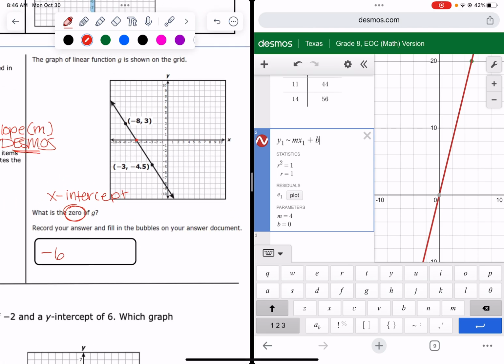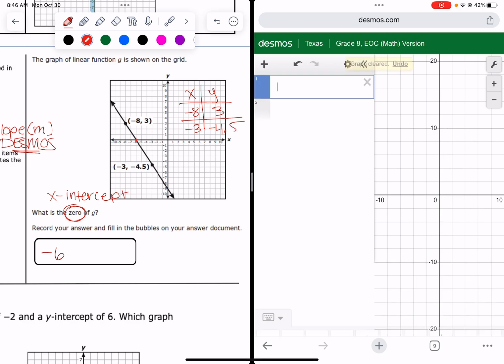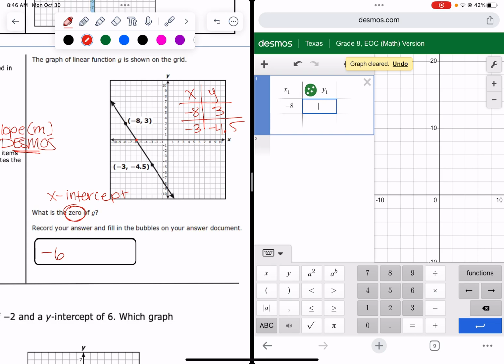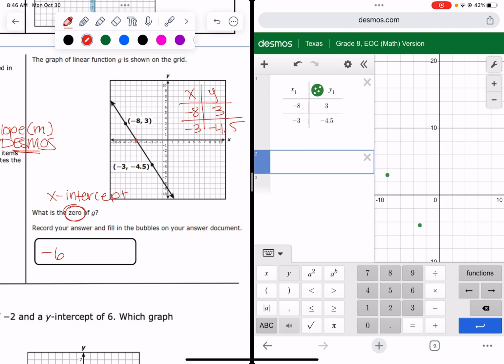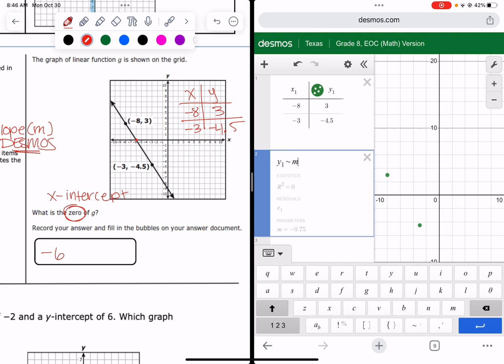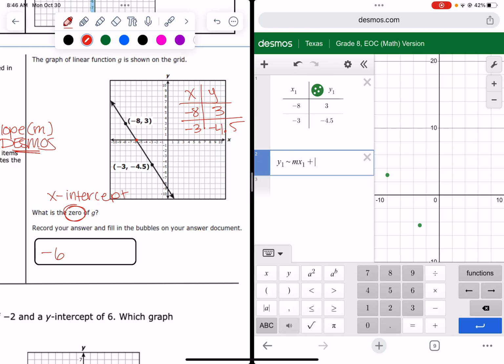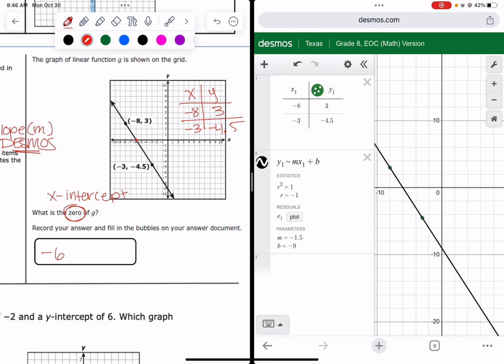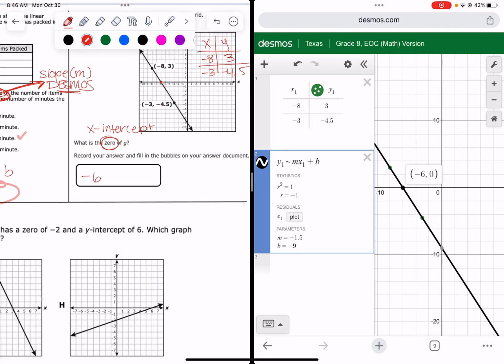If you didn't know how to do that and didn't know how to look, you could always make a table with your points, -8, 3, -3, -4.5, and you could do this in Desmos. So table, we put the numbers, -8, 3, -3, -4.5, then you have the y1 squiggly line mx1 plus b, and you have to look at the x-axis, the one that goes left and right, so this point right here, and that says -6. Same.